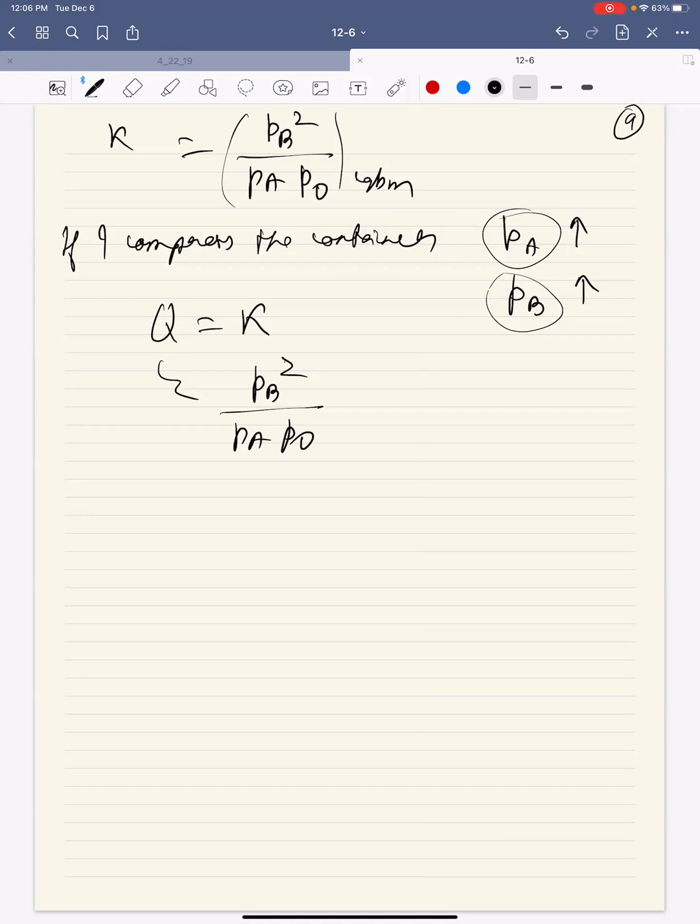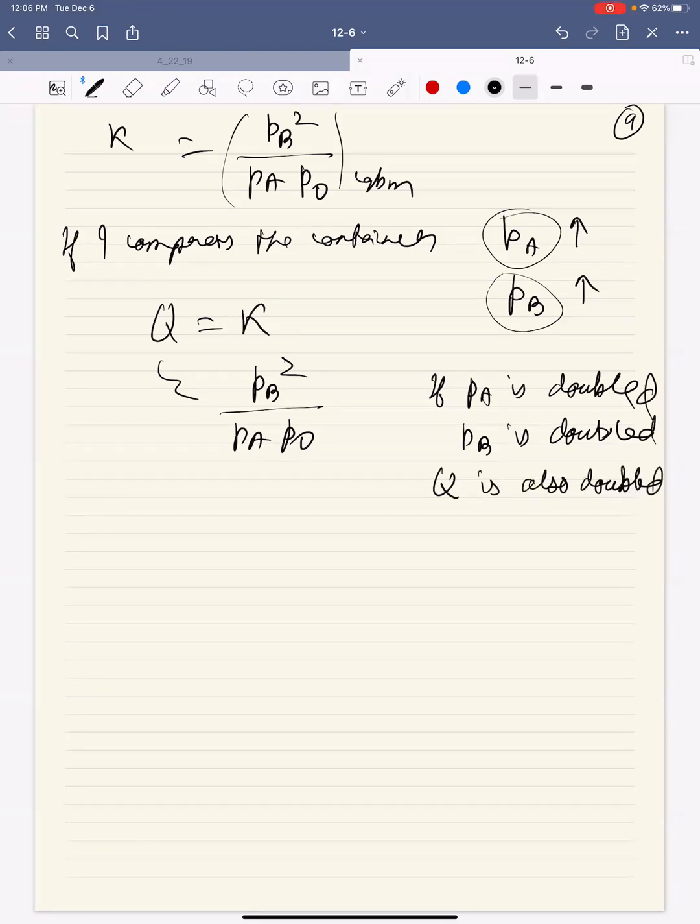So if PA is doubled, PB is doubled, Q is also doubled due to this behavior. Furthermore, what we can see here is there is a nonlinear relation between A and B. So if we want Q to be constant, how should the amount of A and B change, assuming ideal behavior? A should change as the square of B, right?